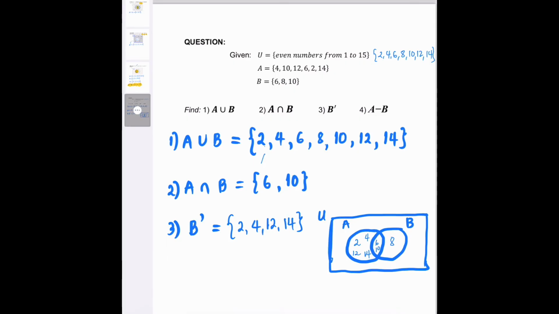And for the last one, which is A minus B, basically we're looking at this area right here. So it's going to be 2, 4, 12, and 14. Basically same as number 3. 2, 4, 12, and 14.